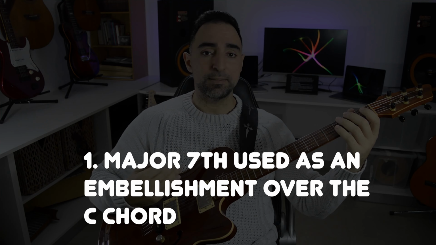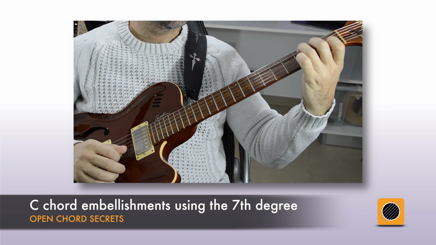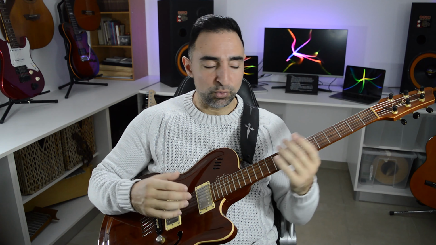Again, there are two ways to use this. You can either use it as an embellishment whenever you have a C chord in a song. Now let me remind you that whenever you do that, you add an extra note but then come back to the regular chord. You're not really changing the harmony. You're just creating a background melody that supports the main melody of the song.